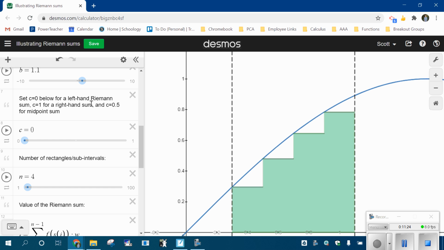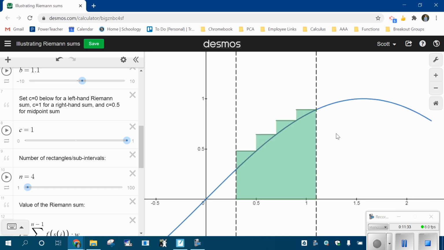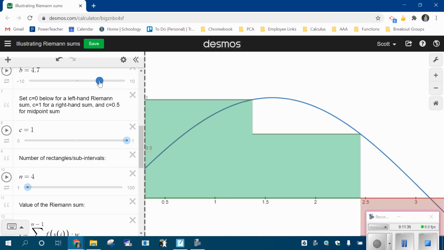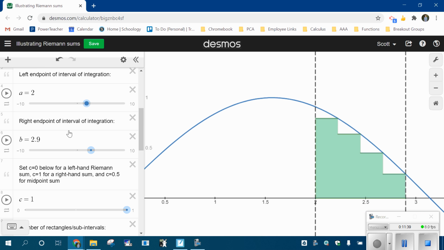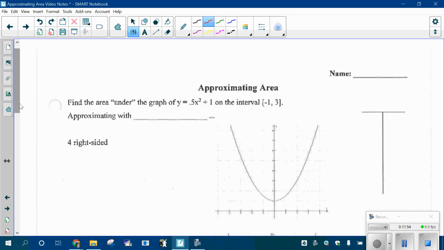Okay. And obviously, they differ, right? Like here, the left hand is clearly an under approximate, and here the right hand is clearly an over approximate, but that's not always the case. Watch this. Here, these are the right hands, and the right hands are under approximating, and here are the left hands, and the left hands are over approximating. What changed? Whether the function was increasing or decreasing changed. Okay. Anyway, let's actually do some of these.